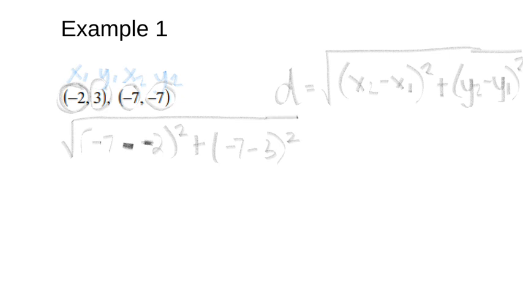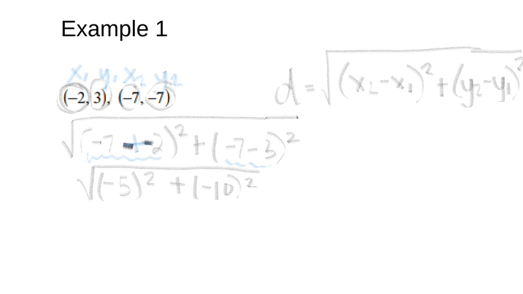Alright, and then you PEMDAS. When you PEMDAS, you do inside the parentheses first. So I'm going to do inside both sets of these parentheses first. In this first set of parentheses, a negative and a negative is really a plus. So we really have -7 plus 2, which is -5 squared, plus -7 minus 3 is -10 squared. And of course this is all still underneath the square root house.